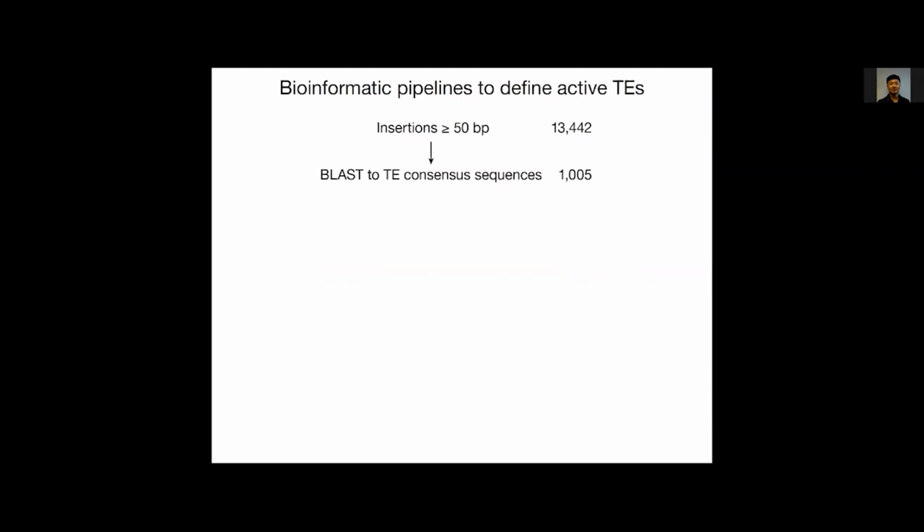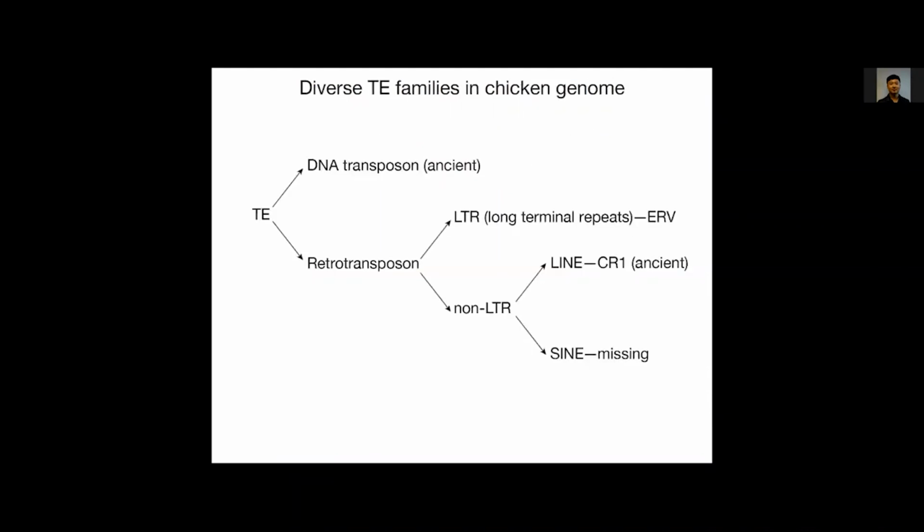In chicken, there are actually very diverse TE families in the genome, which can be mainly categorized into two groups. One is DNA transposon, one is retrotransposon. Retrotransposon replication requires transcription. And the retrotransposon can be further divided into long terminal repeat LTR transposon and non-LTR transposon. The non-LTR transposon can be further divided into LINE element and SINE element.